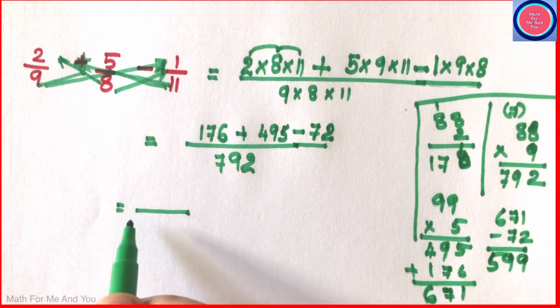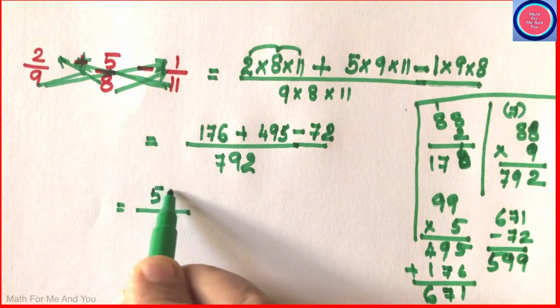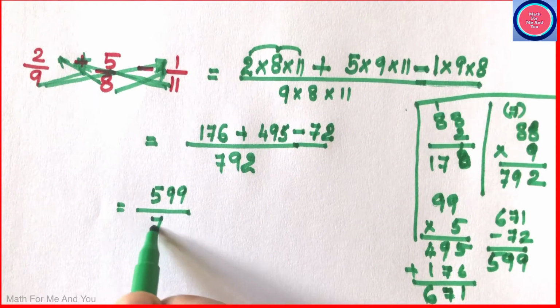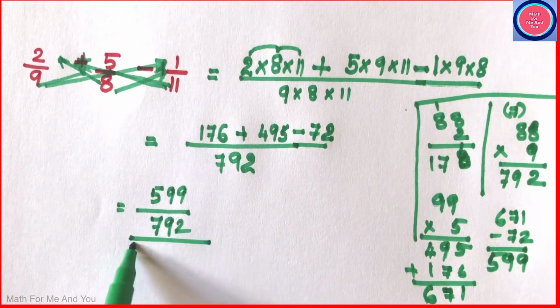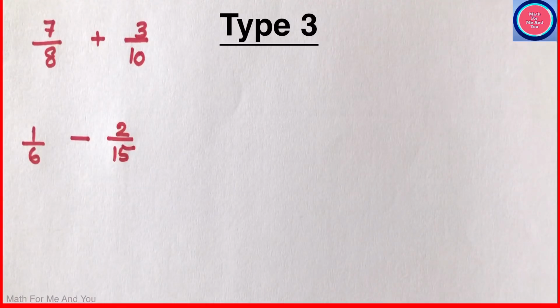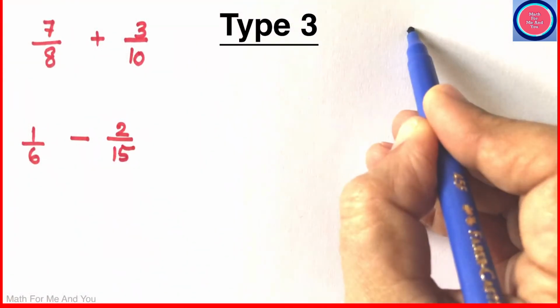This is the numerator value 599, and the denominator already we have got 792. Next we are going to practice another type. We can call this type 3. See the denominators in the first question, 8 and 10. They have a common divisor, that is 2.